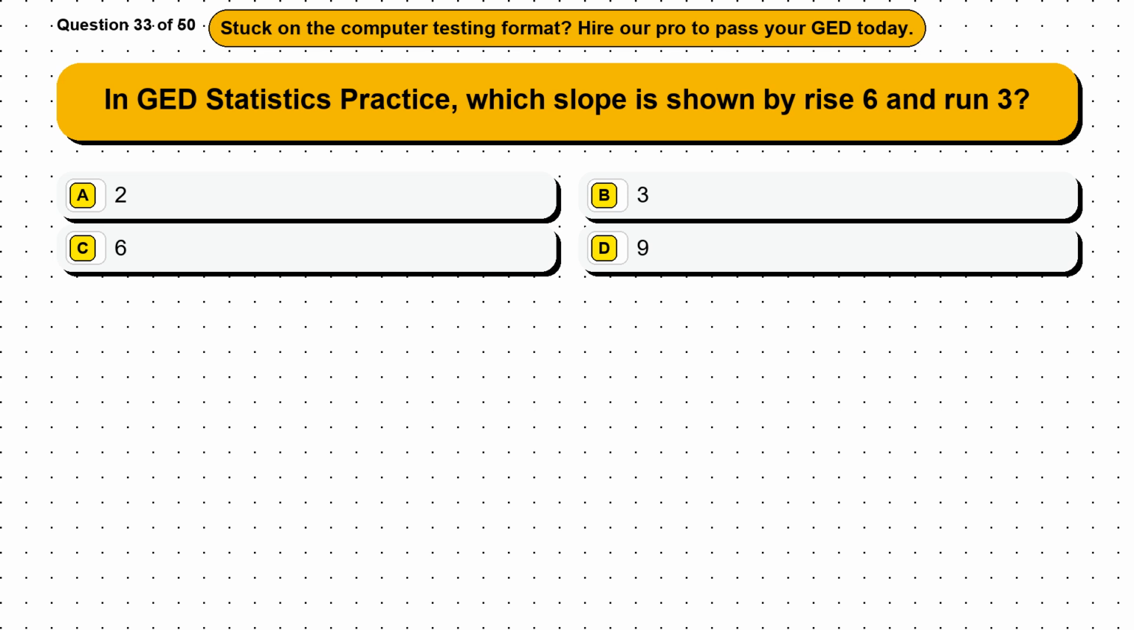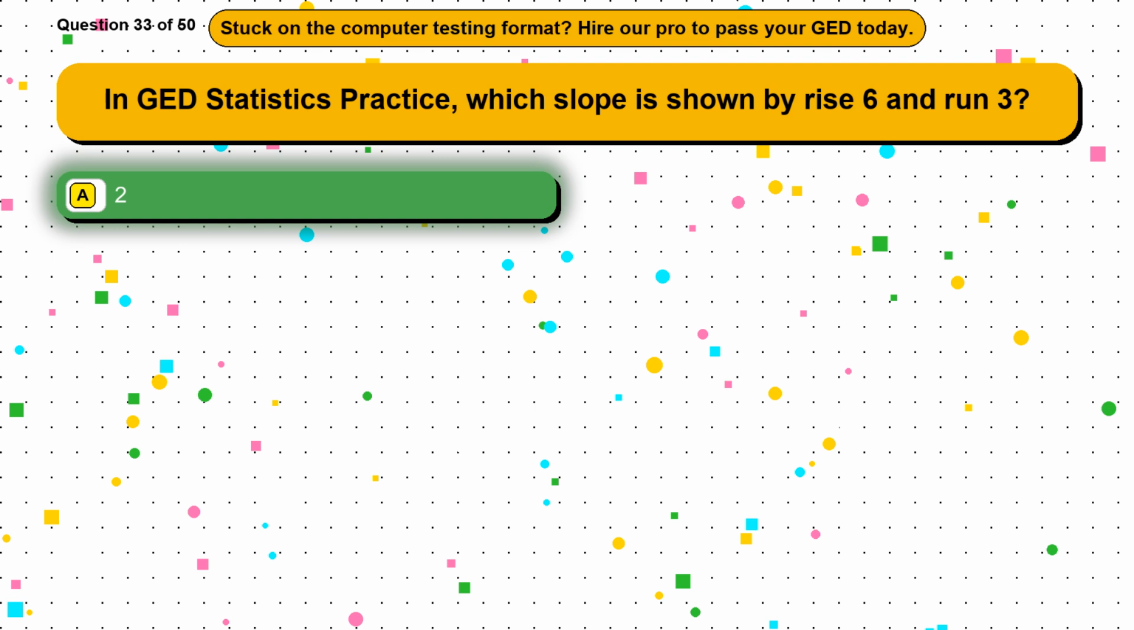Question 33. In GED Statistics Practice, which slope is shown by rise 6 and run 3? Option A 2. Option B 3. Option C 6. Option D 9. The correct answer is option A.